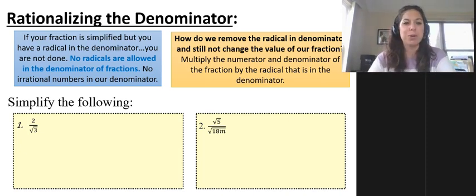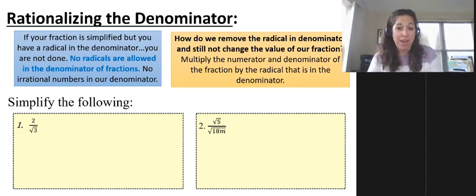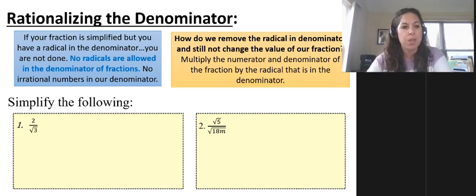Here we go. 2 square root 3. I can't simplify it. It can't be reduced. Nothing divides. Square root 3 is simplified as far as it goes. So I know I have to rationalize because, back to my rules, it has to hit my check marks. There can't be a radical in the denominator. So I'm going to multiply the numerator and the denominator by square root 3.